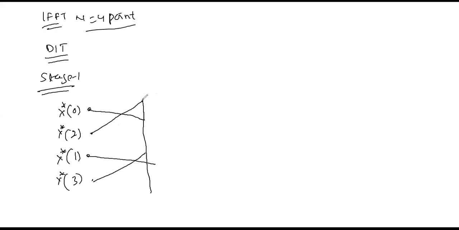Let these outputs be P0, P1, P2, P3. As you all know, this is omega 4 0. This is omega 4 0. So what is P0? P0 is x conjugate 0 plus x conjugate 2.